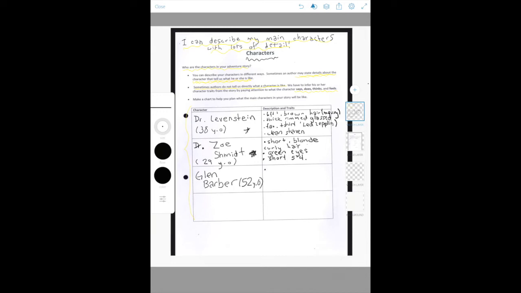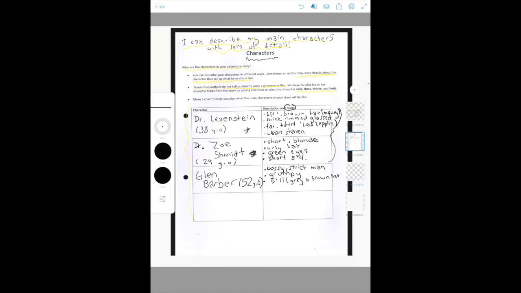So in these ones, mostly I did descriptions of their looks. I also want to talk about their traits. What's their personality like? So Glenn Barber is kind of like a bossy, strict man. He always wants to be in charge. He's also kind of a grumpy old man. If things don't go his way, he gets grumpy. He's also pretty tall. We'll call him 5'11", and he has gray and brown hair. You know when adults get older and they get little flecks of gray in their hair? It's kind of like that.